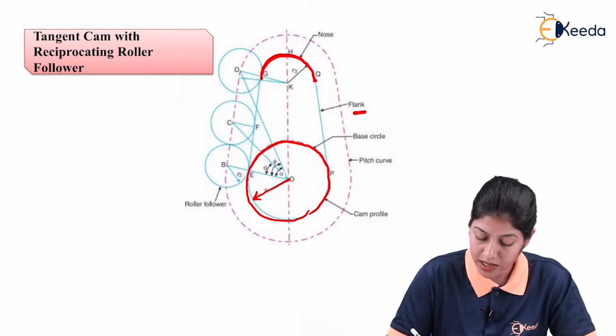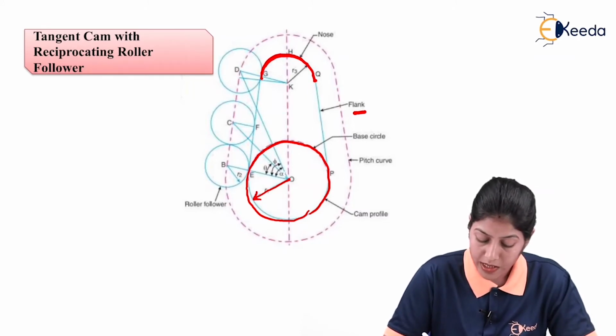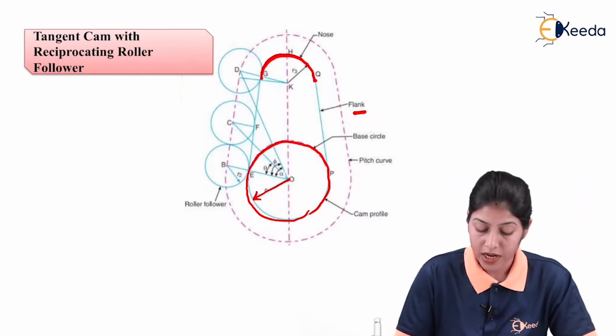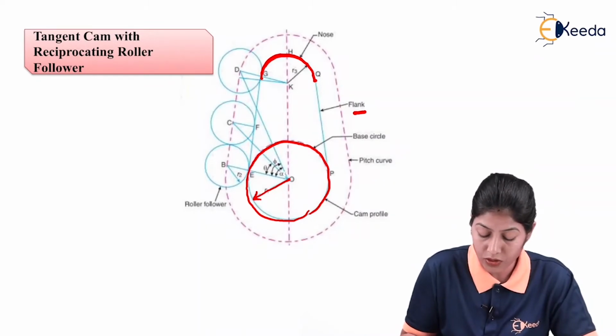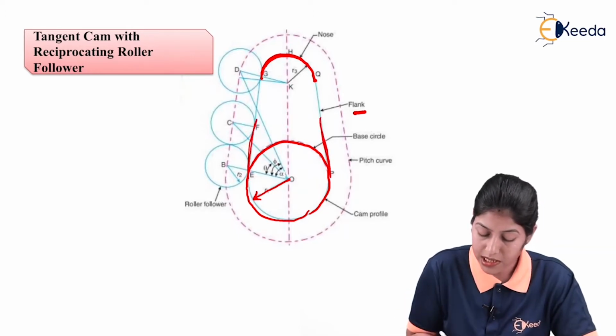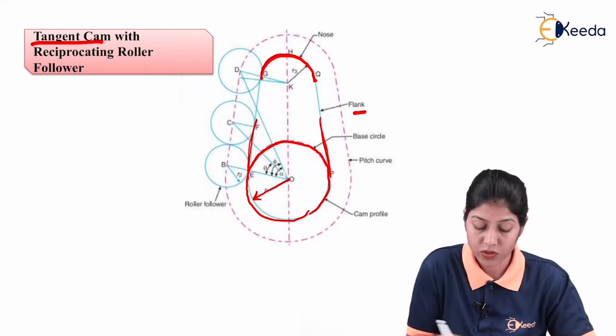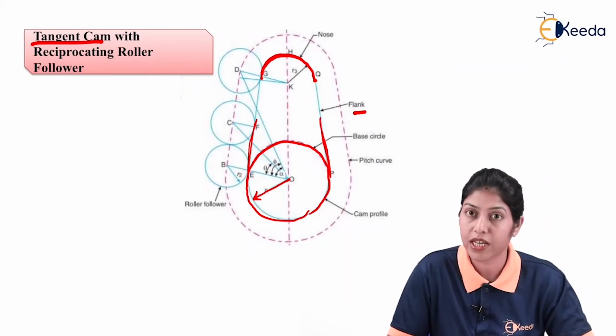From the base circle we define the actual profile of the cam, or the pitch curve, when this cam is in contact with the follower, and here this cam is in contact with the roller follower. Here these flanks are tangent to this base circle and in straight form. That is why this particular cam is called tangent cam. So this is the basic description of tangent cam.